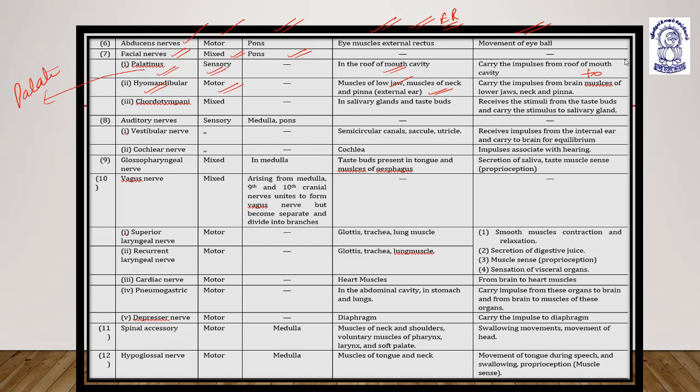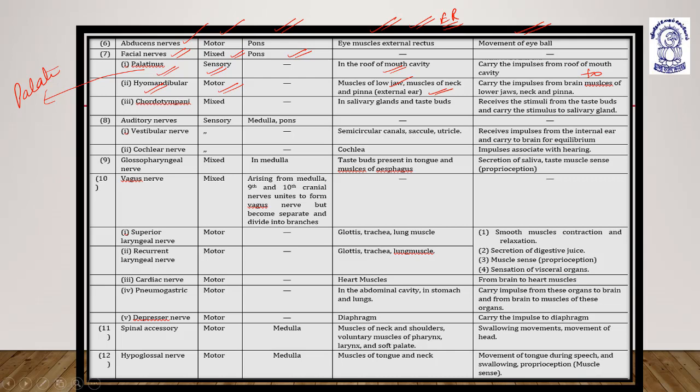Okay. Hyomandibular, which is motor, basically supplies the muscles of the lower jaw, muscles of the neck and pinna, that is the external ear. Chorda tympani, which is a mixed cranial nerve, is found in the salivary glands and taste buds. It receives the stimuli from the taste buds and carries the stimuli to the salivary gland.